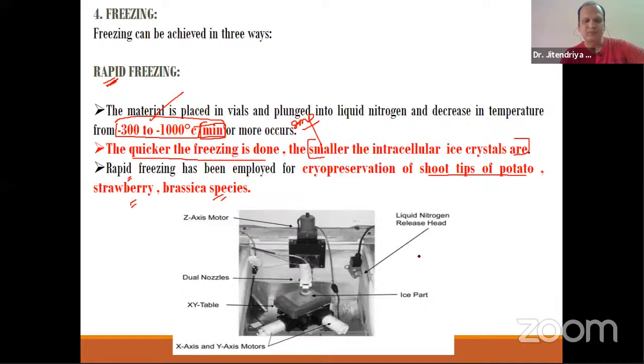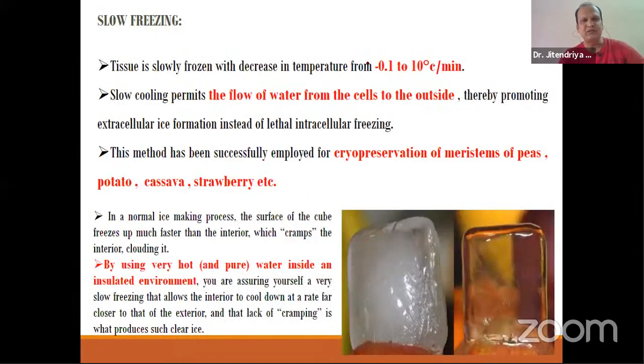Next one is slow freezing. Again, you have to remember this one. The temperature must be 0.1 to 10 degrees Celsius per minute. At times, this 10 may be given as 5. It's also okay. It may be asked as minus 0.5, that is okay. But this is the broad range, minus 1 to 10 degrees Celsius per minute.